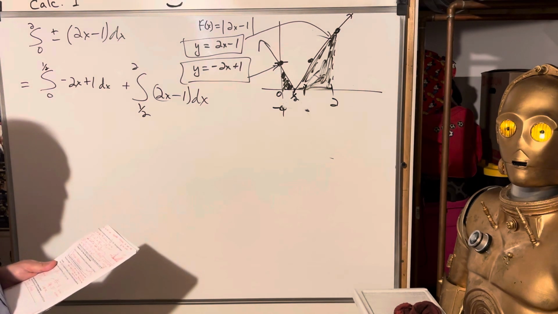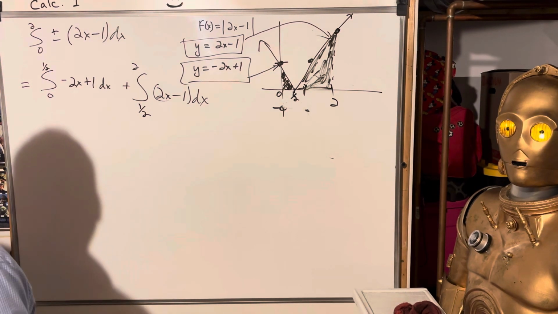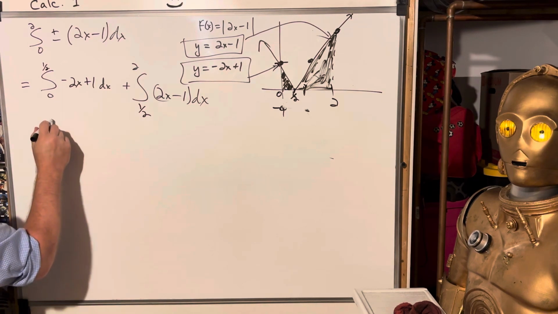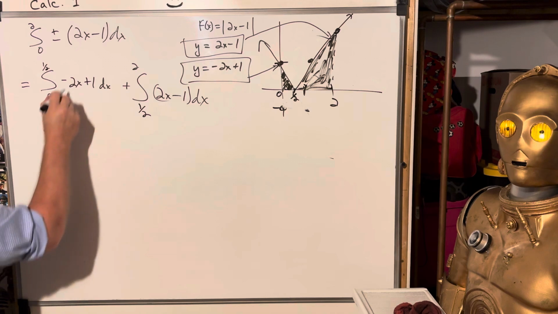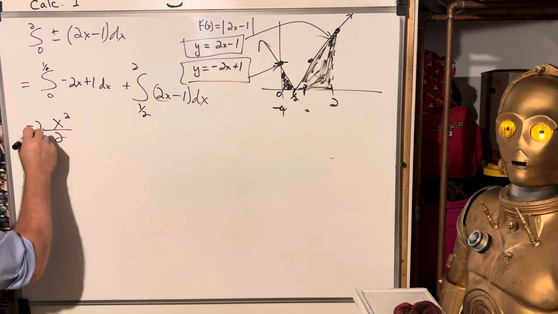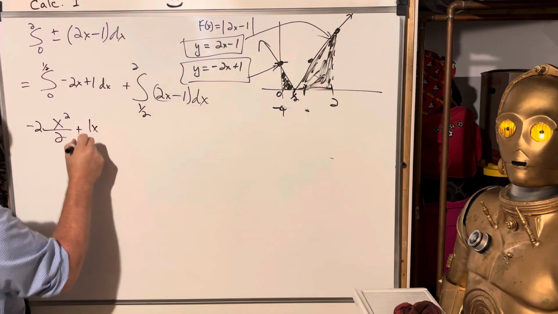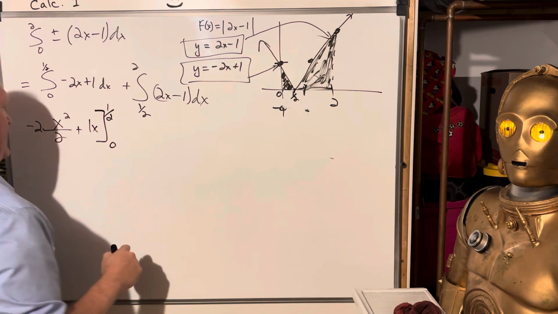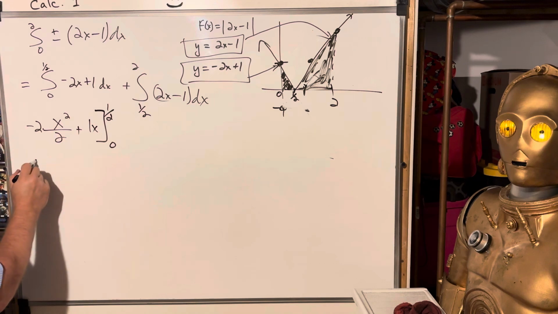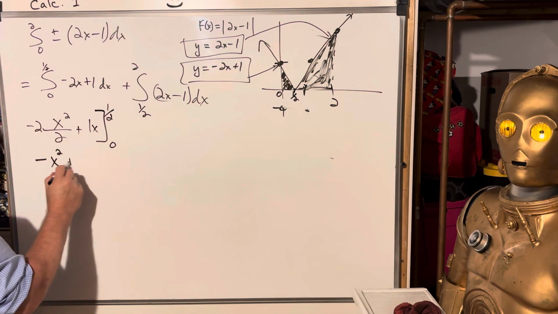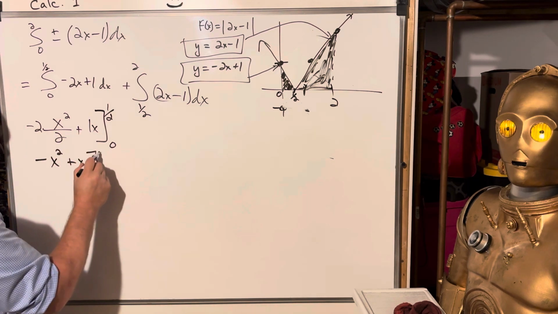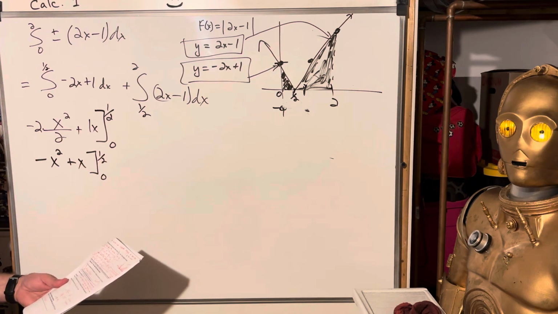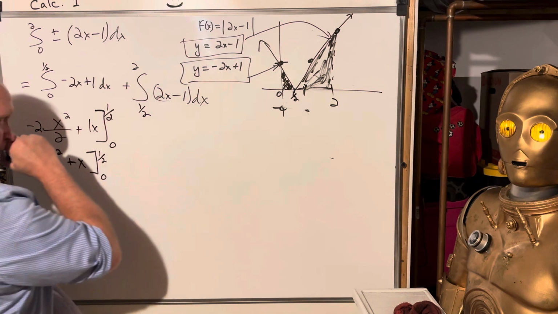And now we just do the integrals. We're going to do both of them. So let's do that. The antiderivative, right? So x squared over 2. You got that -2 out front. Plus 1x from 0 to 1/2. And we'll simplify that to be just the opposite of x squared plus x from 0 to 1/2. I think I did that, or did I not do that? I didn't simplify my work, but we'll simplify here.